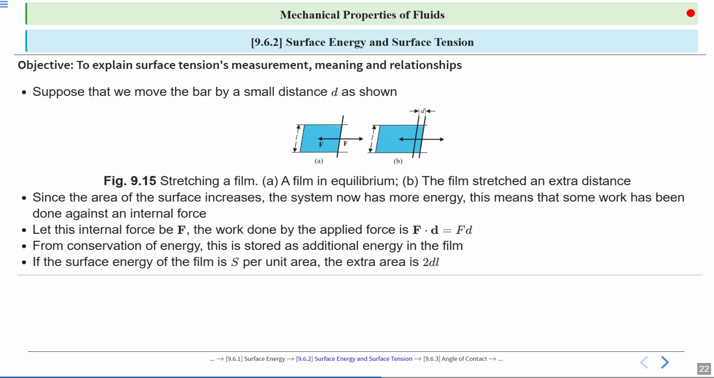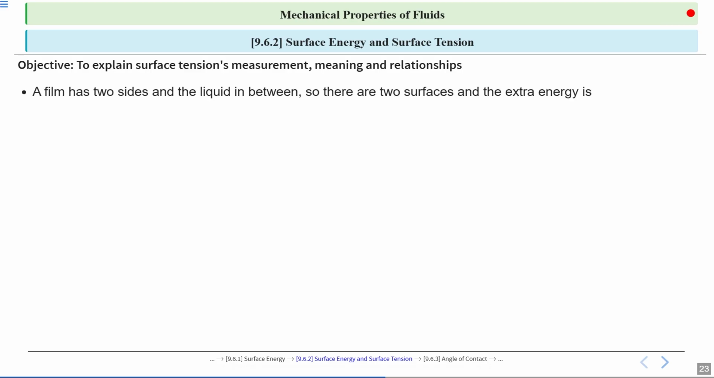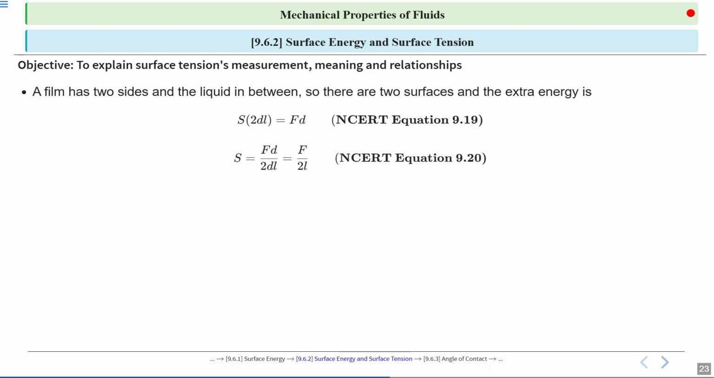If the surface energy per unit area is S and the extra area created is 2 times d times l, where l is the length of the bar, then the total extra energy is S into 2dl. A film has two sides and the liquid in between, so there are two surfaces. The extra energy S into 2dl is equal to Fd. So S is equal to Fd divided by 2dl, which is equal to F by 2l.